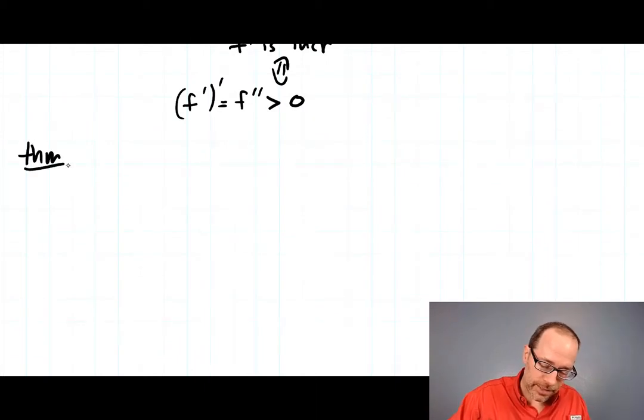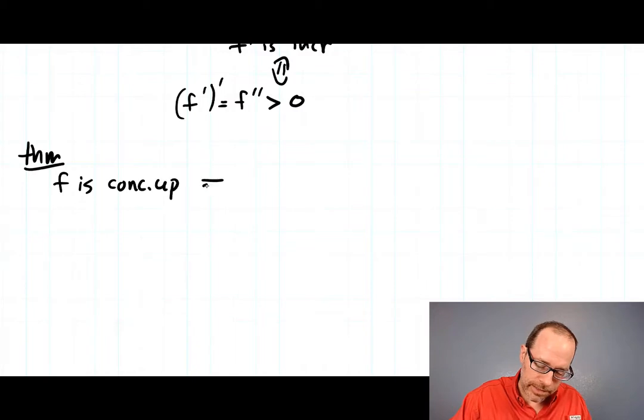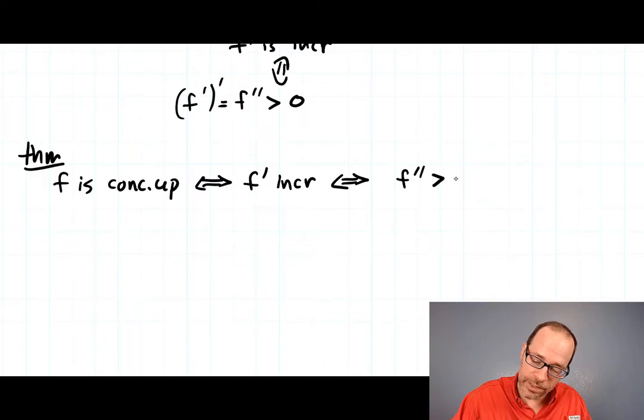Theorem says the following, that f is concave up is the same thing as saying that the first derivative is an increasing function, and it's the same thing as saying the second derivative is always bigger than 0. So this is usually the easiest one to check.